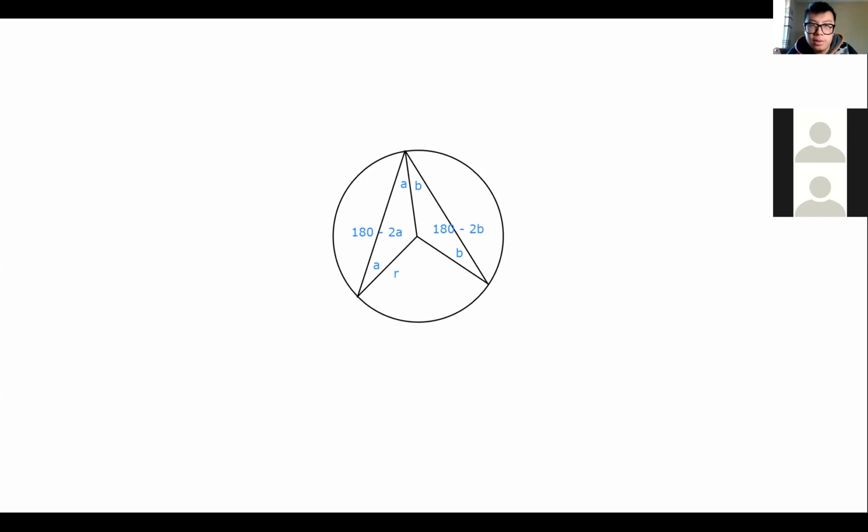So we have these two angles, but we all want to find the angle in between these two radii, right? So what we can do is that since we know that full rotation is 360 degrees, right? We can add up these two angles. So 180 minus 2A and 180 minus 2B. We can add them up. Let's see what we get. That's equal to 360 minus 2A minus 2B.